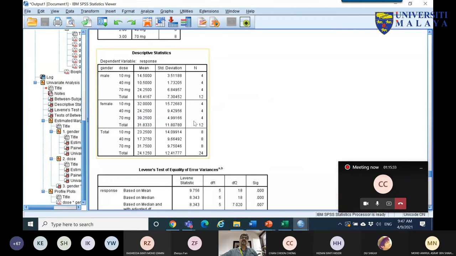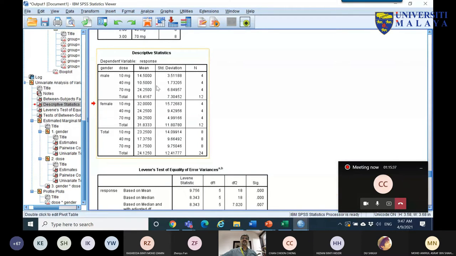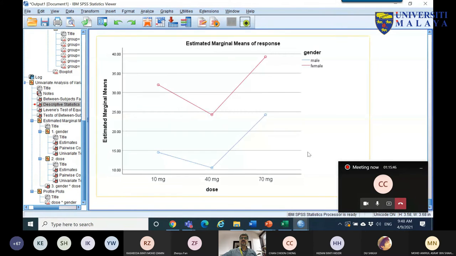So this is your descriptive statistic. The mean and standard deviation of two genders at three dosages. Look at here. I just want to go directly to the plot. Is there any interaction, do you think? Or no, both male and female, they have a similar pattern. What do you think? No interaction, because male and female have the same behavior.